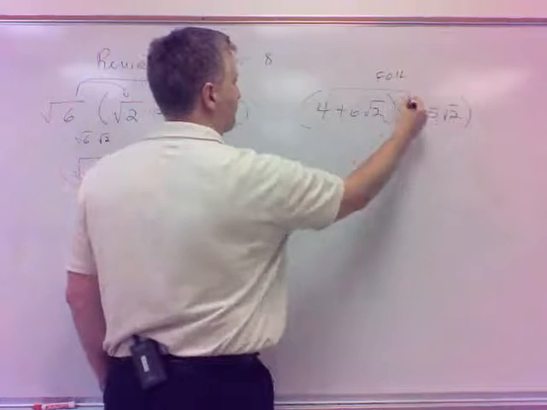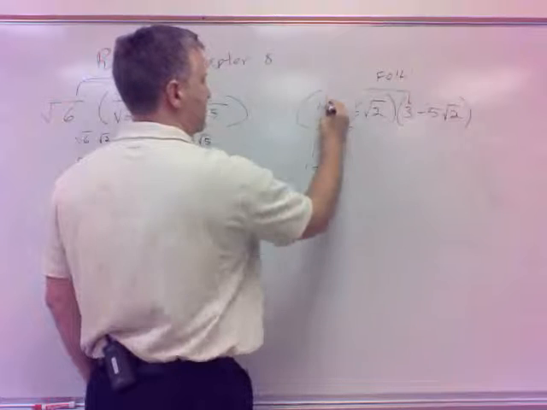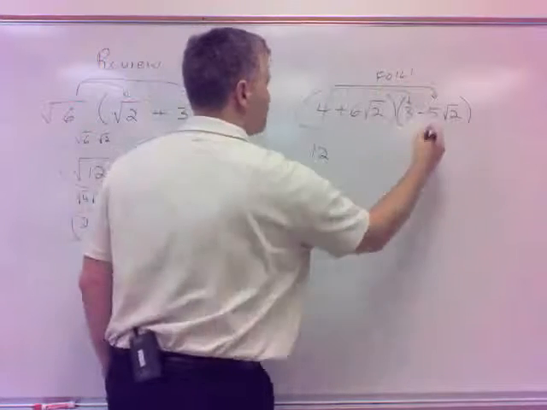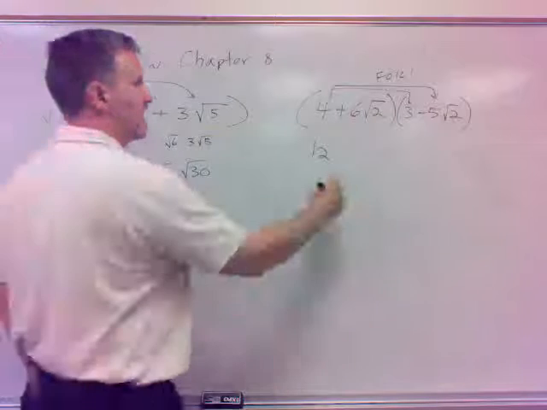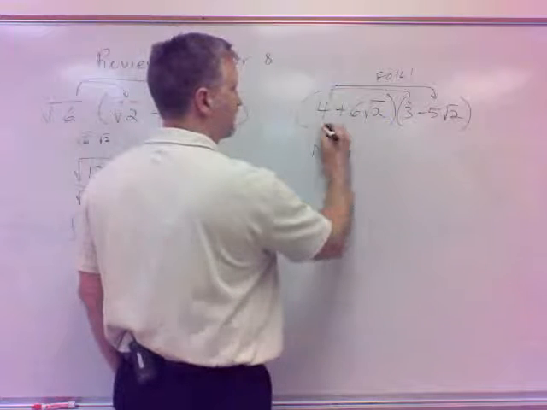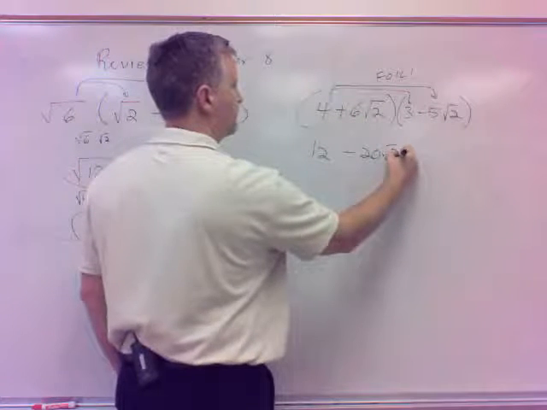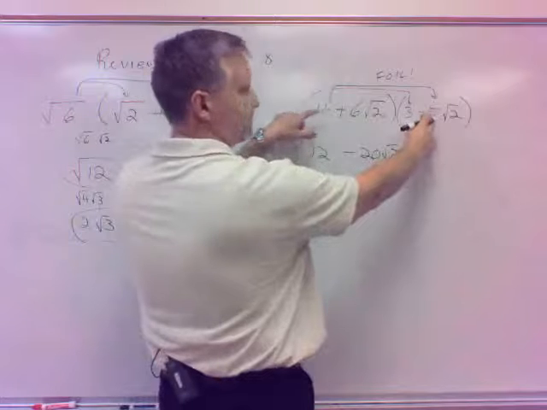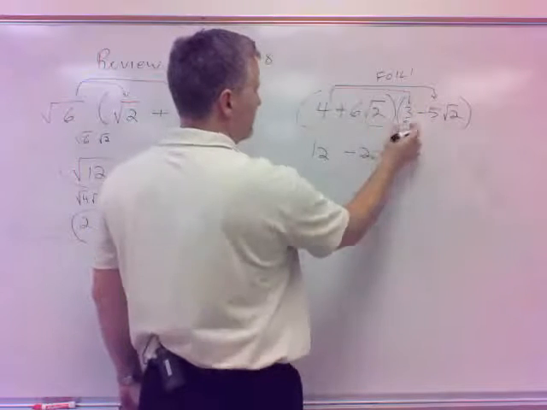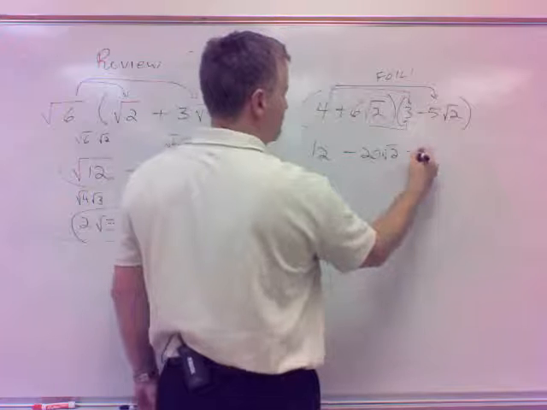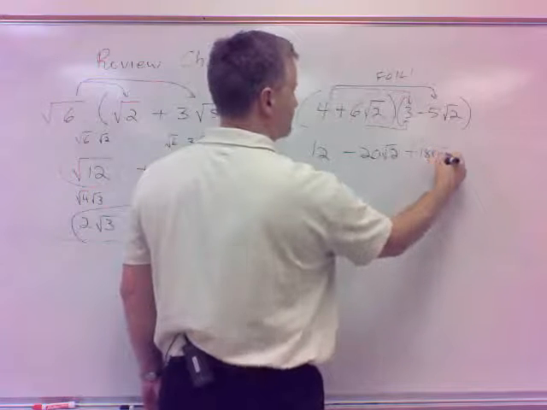Yeah, I'm going to take the 4 times the 3, that'll be 12. Then I'm going to take the 4 times the minus 5 square root of 2. That's a minus what? 4 times 5, 20 square root of 2. I'd multiply the 4 and the 5 there. Then I do the 6 square root of 2 times the 3. Well, the 6 and the 3 would be the ones I would combine there. It would be 18 square root of 2.